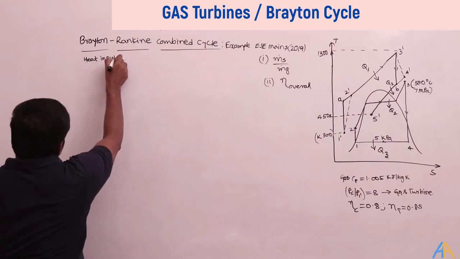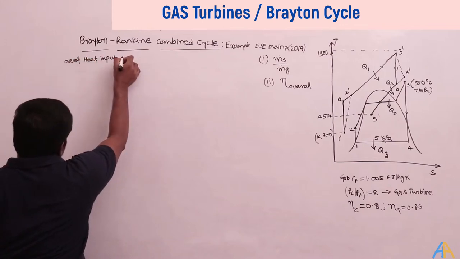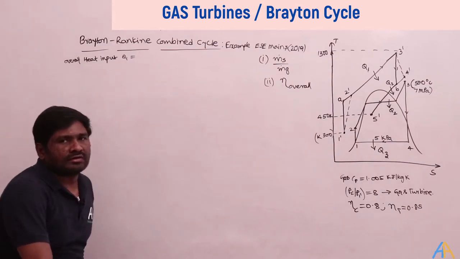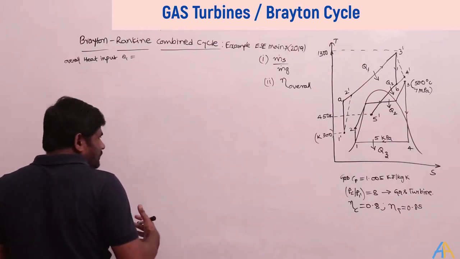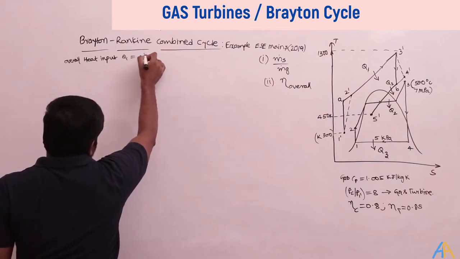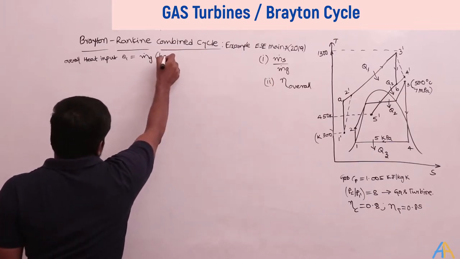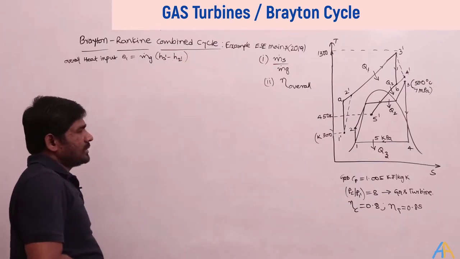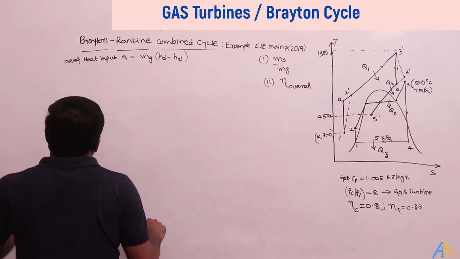heat input in the entire cycle, overall heat input is how much? Q1 equal to how much? Where is the heat given? Only during the gas turbine, okay, by burning the gases and air. Fuel and air, together we are calling it as a gas. So it is mg dot into h3 dash minus h2 dash. Okay, this is what is given. Any other heat given in the entire cycle? Nowhere else we have given the heat here. Okay, so this is the heat input.